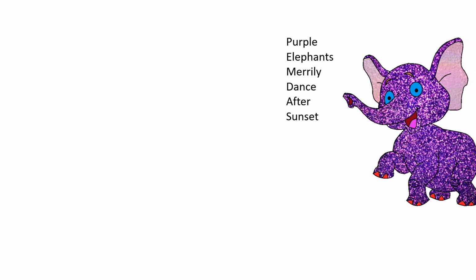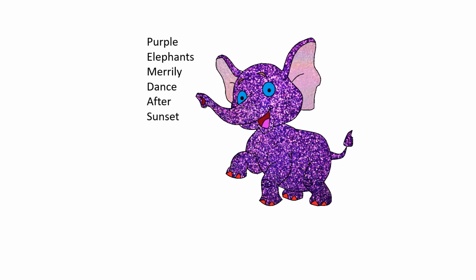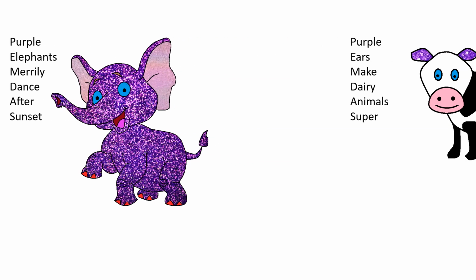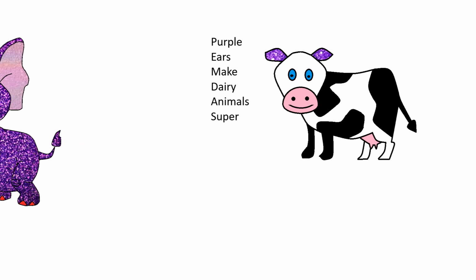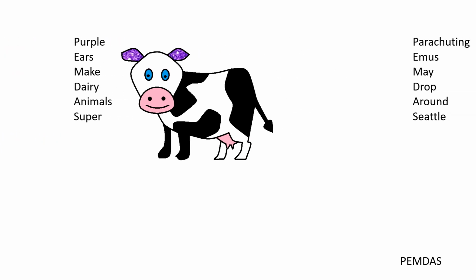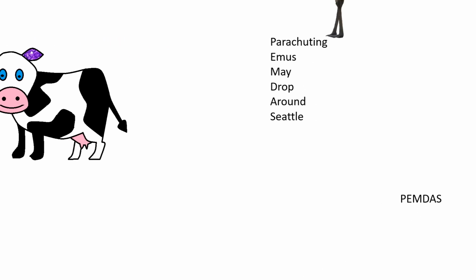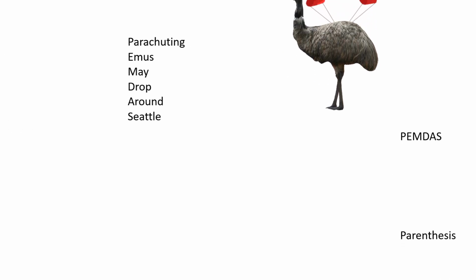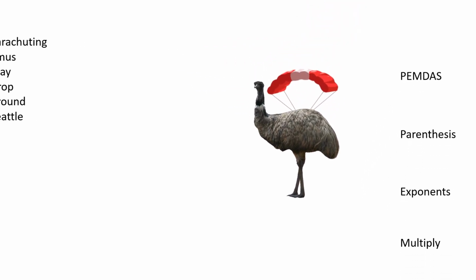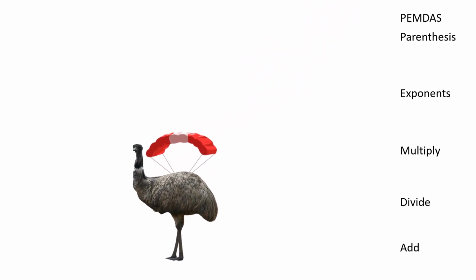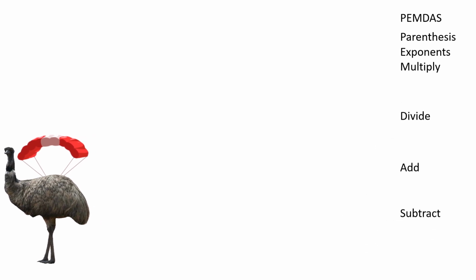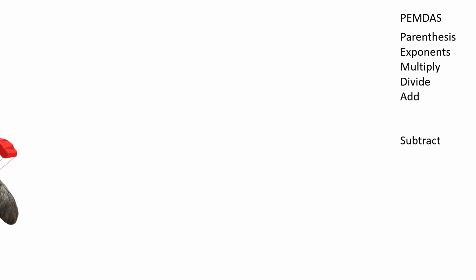Of course, we know our friends that remind us about the order of operations. Purple elephants merrily dance after sunset. Purple ears make dairy animals super. Parachuting emus may drop around Seattle. Those are all ways of helping us remember PEMDAS. Parentheses first, exponent second, multiply or divide from left to right, add or subtract from left to right.